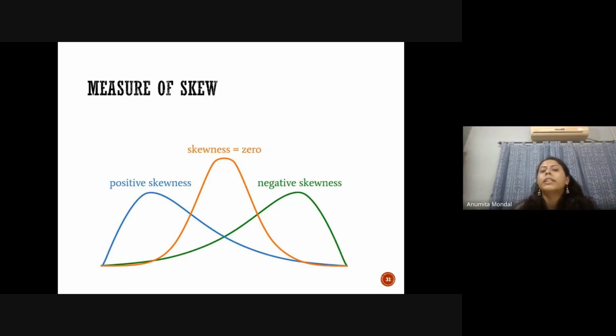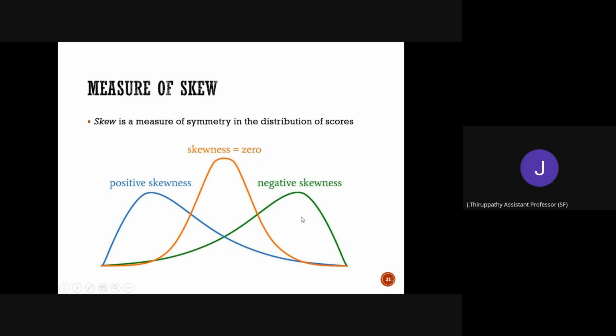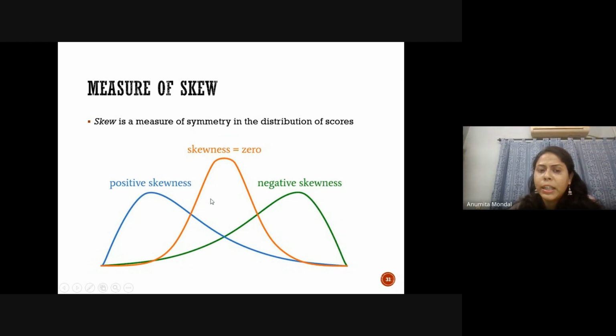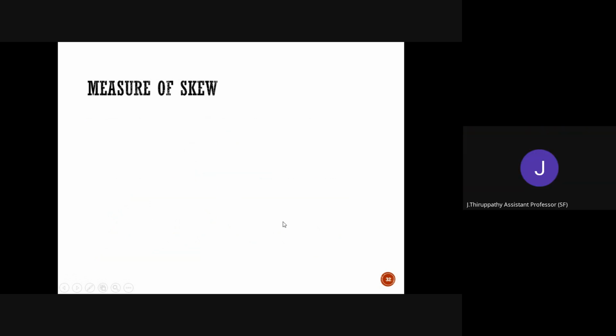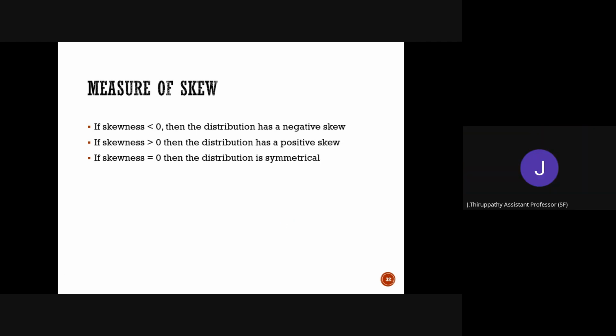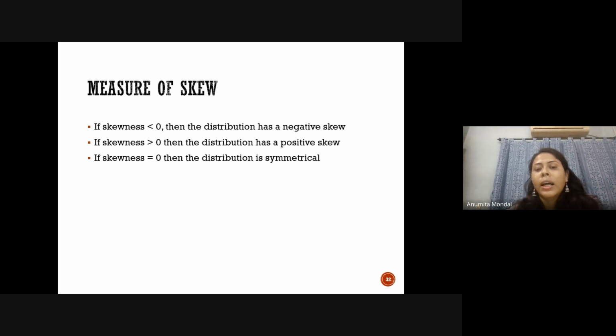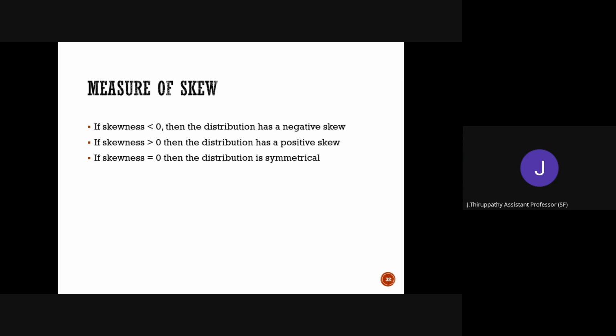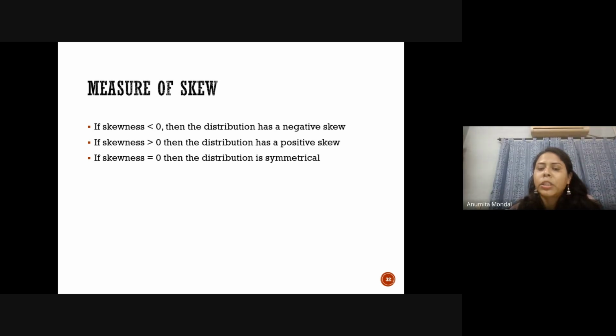The measure of skewness tells us how the data is distributed along the data set. In the first case, it is called positively skewed. In the middle one the skewness is 0, and the last one is negatively skewed. We always measure the skewness about the symmetry. If the skewness value is less than 0, then the distribution is negatively skewed. If skewness is greater than 0, the distribution is positively skewed. And if skewness is 0, then the distribution is symmetric.